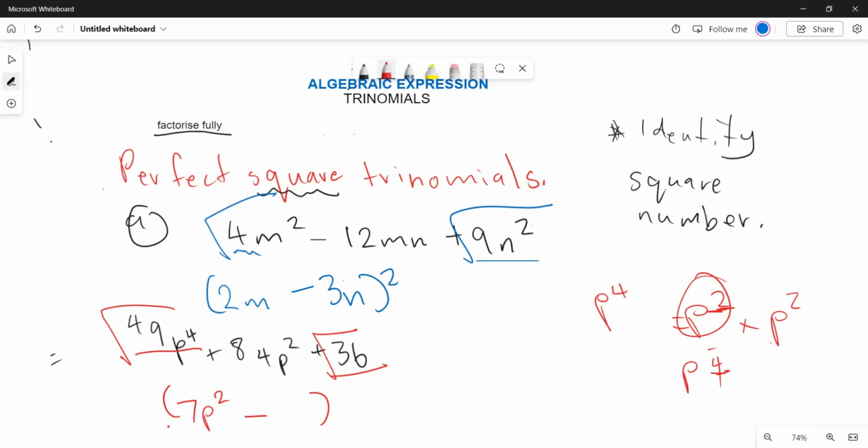Subtract, or rather, in this case, because this is plus and plus, this is going to be plus 6, all squared, right? And then this is how you are able to factorize your perfect square trinomials. I think that is as far as trinomials are concerned. Thank you very much.